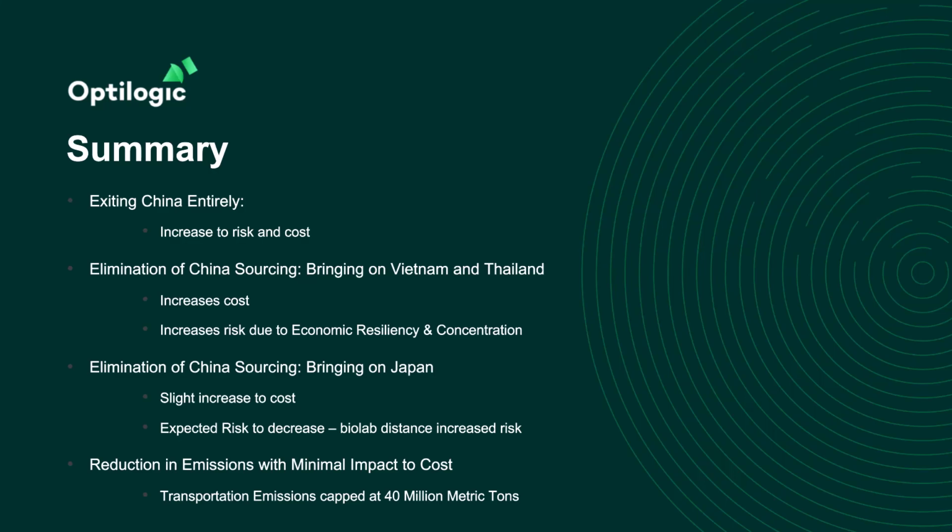From the analysis, it is clear that exiting China entirely increases the risk to the company and results in a cost increase. However, reducing reliance on China by sourcing from other suppliers while also maintaining some sourcing from Japan reduces the risk and provides a more cost-efficient solution. Companies that use this model will be able to make informed decisions regarding their supply chain and exit strategy, which will help them reduce risk and maintain profitability in the long run.